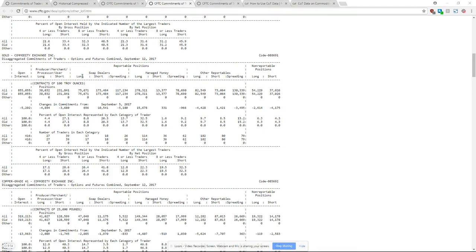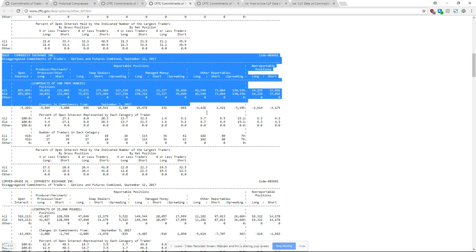So here's what I'm going to talk about. We've addressed which COT report I use and why I use it, and now I'm going to show you how I turn it into an actual indicator. So, picking up with the last video, this is the disaggregated COT report on gold.